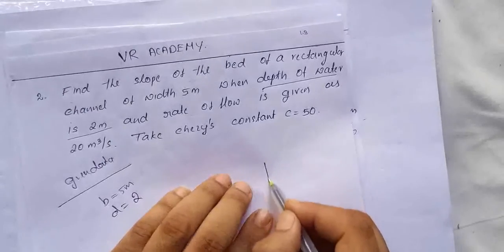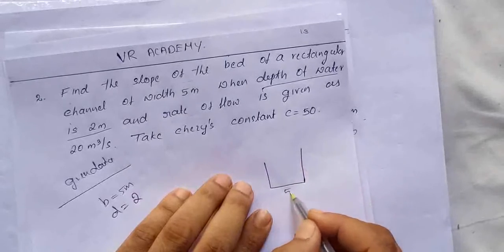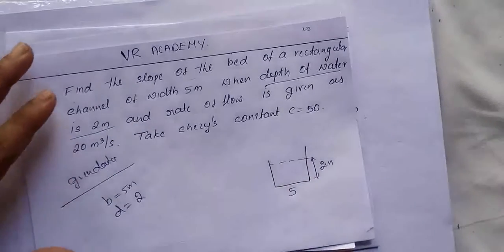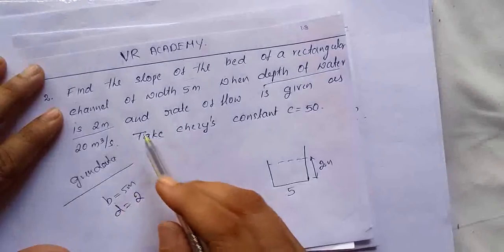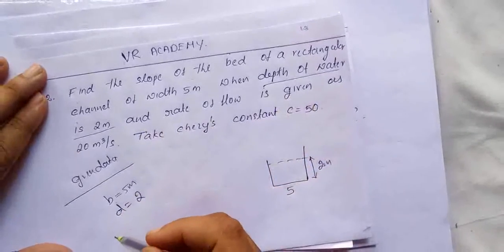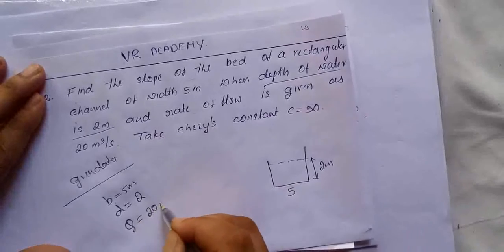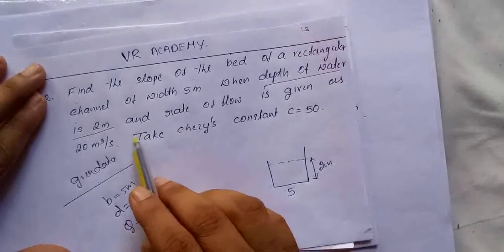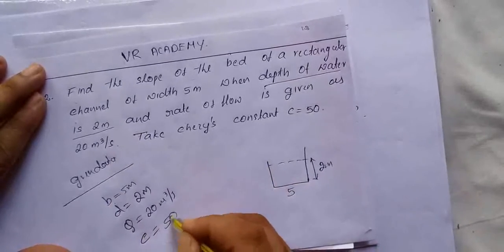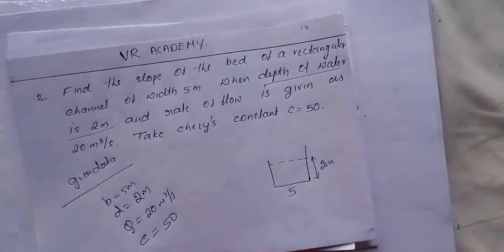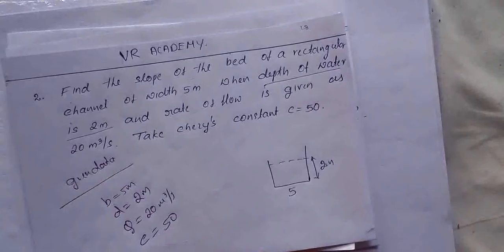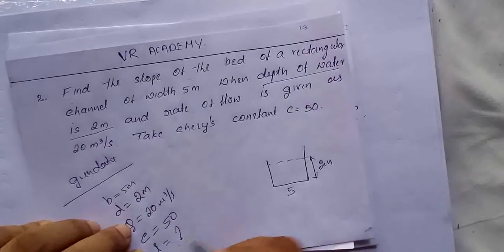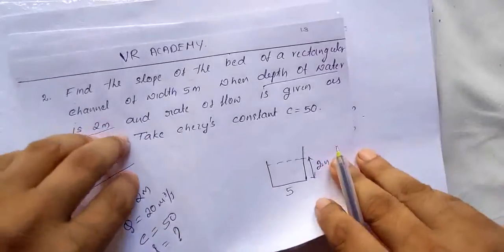So just take the figure, the cross sectional area. The width of the channel is 5 meter and depth of flow is 2 meter, and the rate of flow is given as 20 meter cube per second. Here the discharge they gave, 20 meter cube per second. Take Chezy's constant C is equal to 50. Here we have to apply the Chezy formula and find out the bed slope. Next, go for the solution.